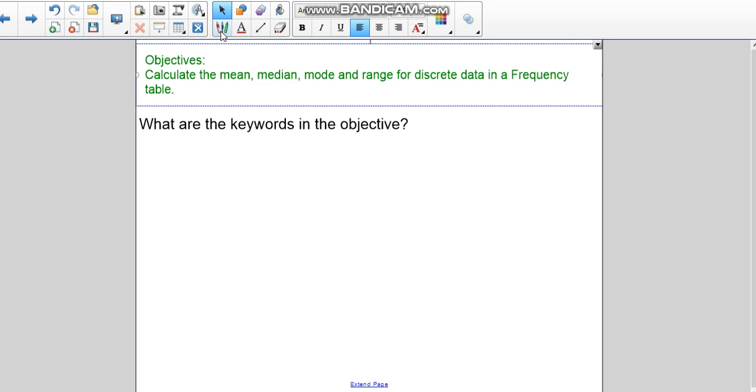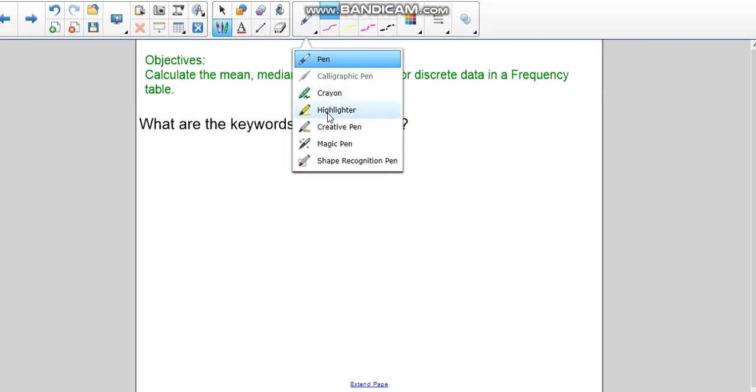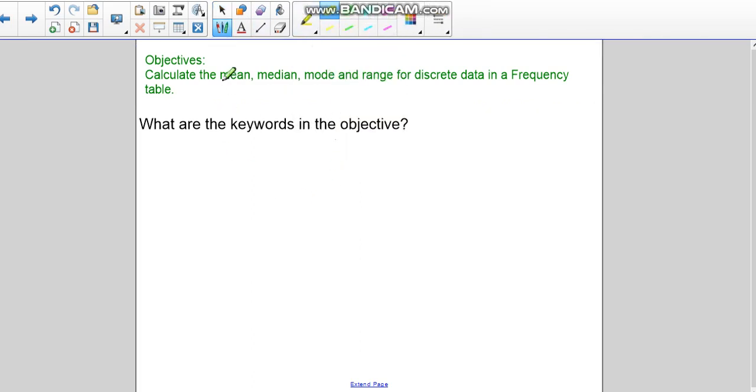Okay, so let's have a think. I'll get my highlighter out. So obviously keywords are mean, median and mode, because there are 3 averages. They just help us understand what the data looks like by giving us one value. And the range is also a keyword because that's just telling us how spread out the data is.